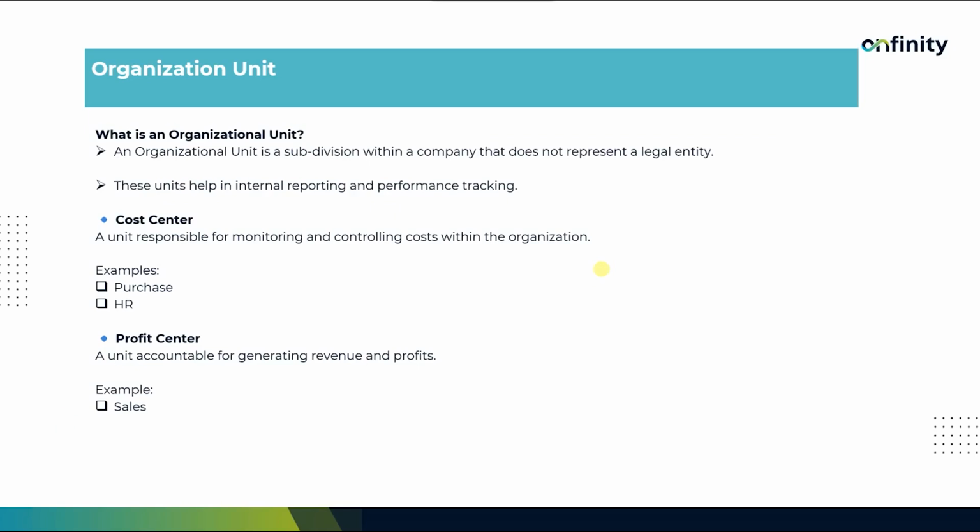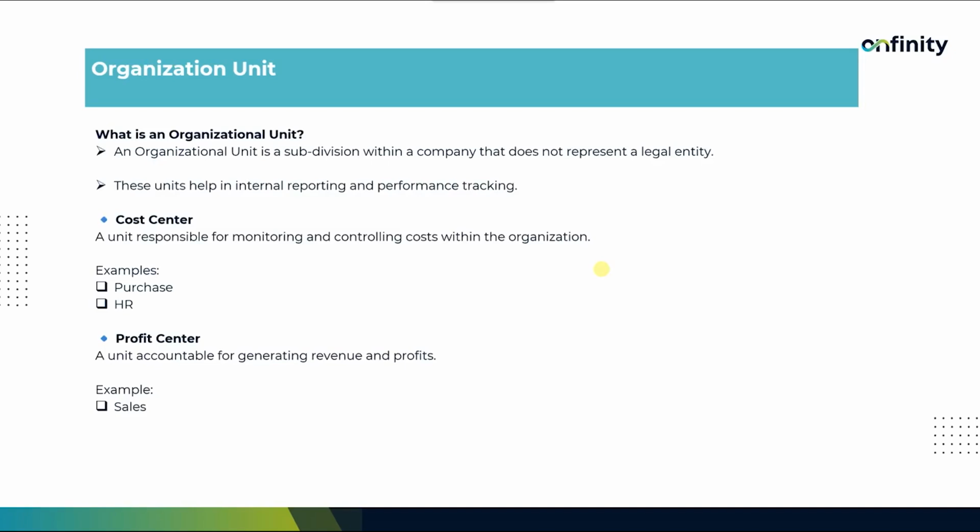An organization unit is a subdivision within a company that does not represent a legal entity. These units help in internal reporting and performance tracking. You can create two kinds of organization units. One is a cost center, which is a unit responsible for monitoring and controlling costs within the organization. Examples include the purchase department and the HR department.